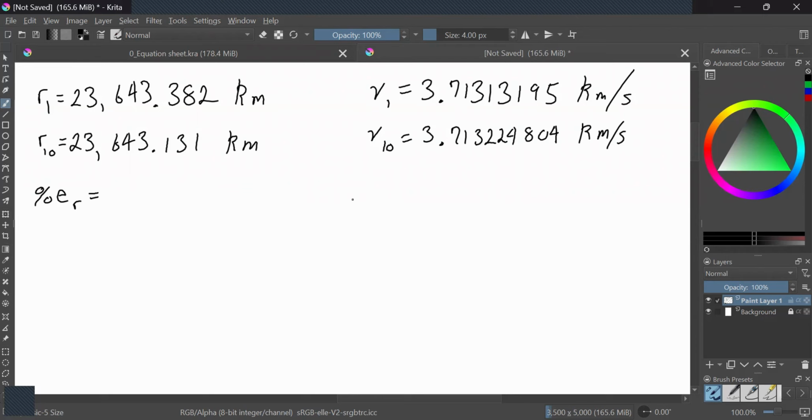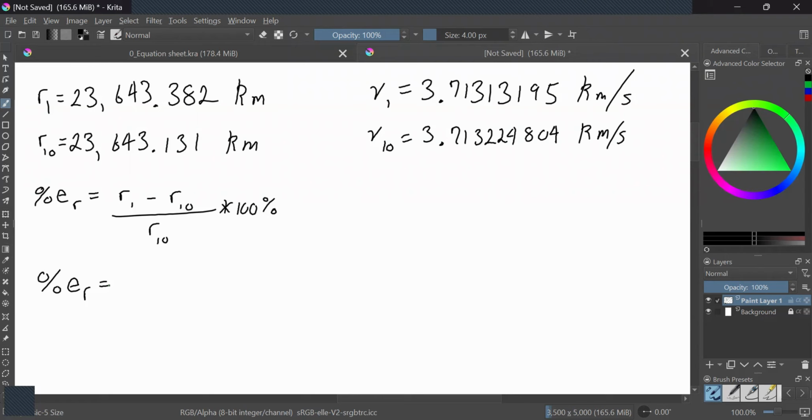Because these are differences of hundreds of meters. And I'm going to do that by just doing the error formula, which is going to be the same for velocity. So I'm just going to write the percent error for position first.